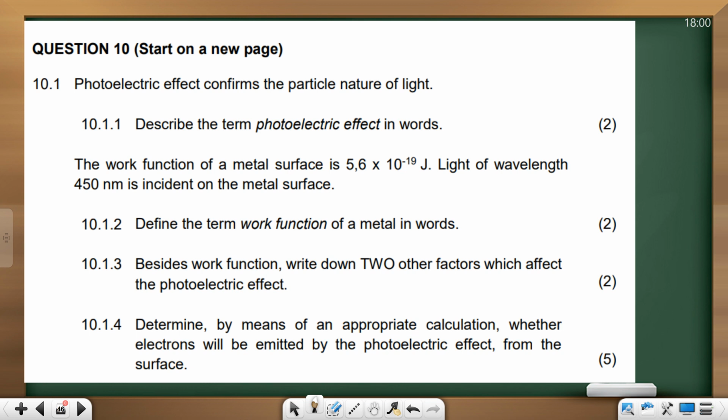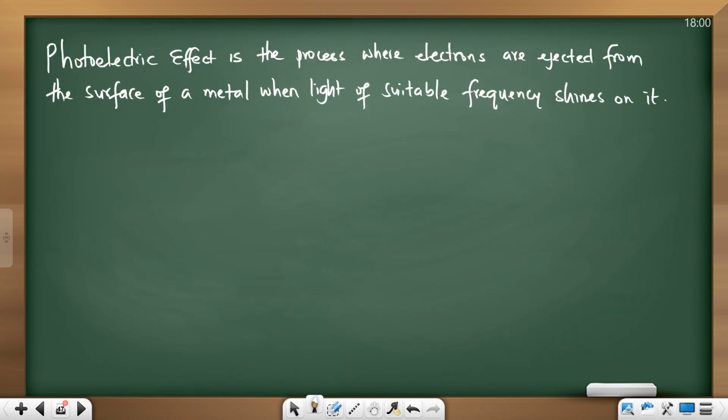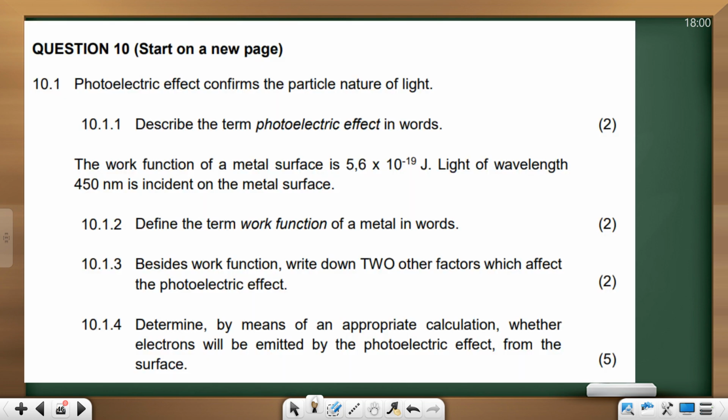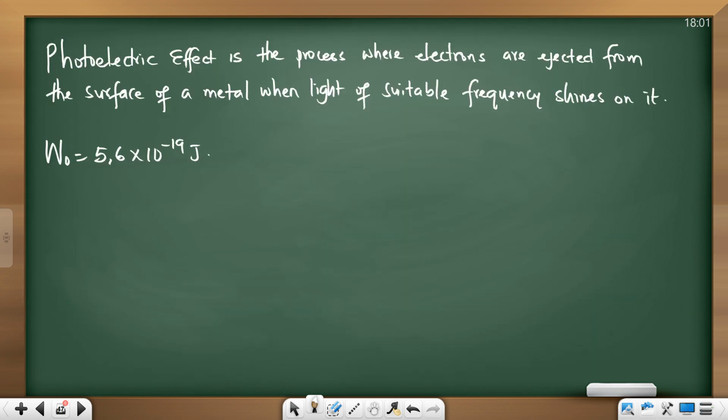The work function of a metal is 5. Please, I want you to enjoy physics. Write the information down. What do we have? Work function of a metal is 5,6 times 10 to the power negative 19 joules. Let's see. I want you to enjoy it. Light of wavelength 450 nanometers. In case you forget, pronounce it nano. There's a number 9.